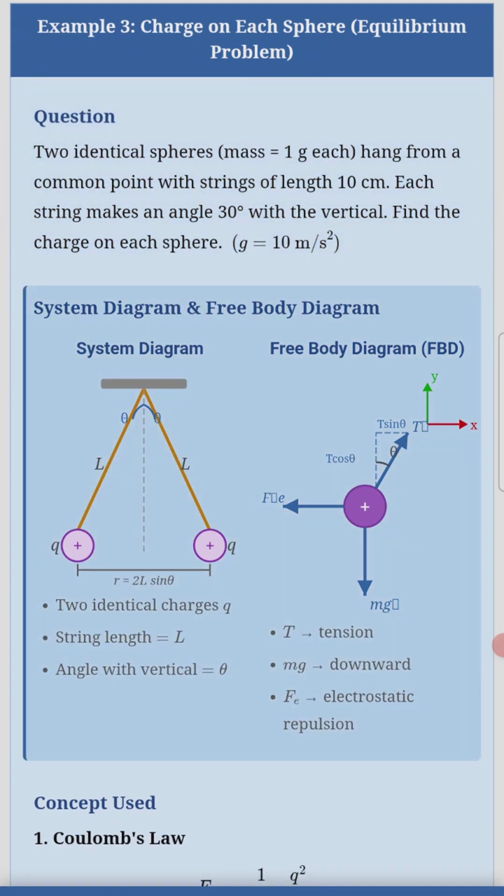System setup and free body diagram. In the system diagram, the two charged spheres hang symmetrically. String length is L, angle with vertical is theta, and the separation between the spheres is r equals 2L sine theta. In the free body diagram for one sphere, three forces act: T, the tension along the string, mg, the weight acting straight downward, and F, the electrostatic repulsion acting horizontally outward. The tension resolves into T sine theta in the horizontal direction and T cosine theta in the vertical direction.